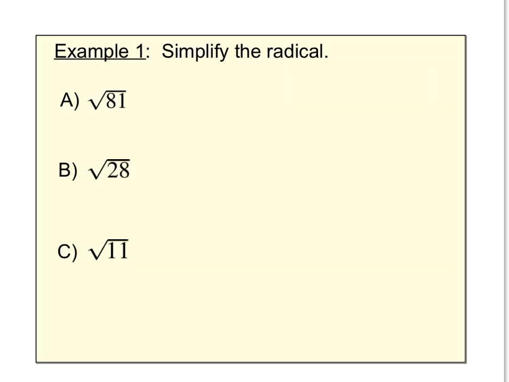So let's try a few. Number 1, part A, it says simplify the radical. Well, I'm thinking about my list of perfect squares, and I know 81 is on that list. So the square root of 81 is 9, and that's our answer.